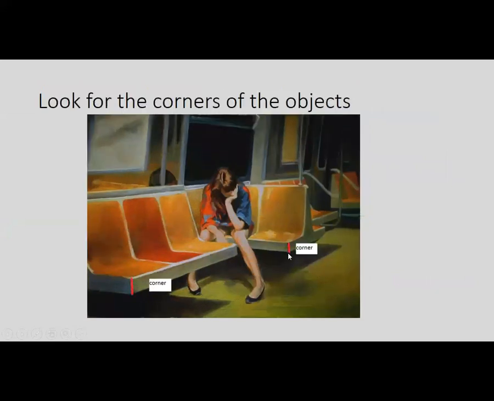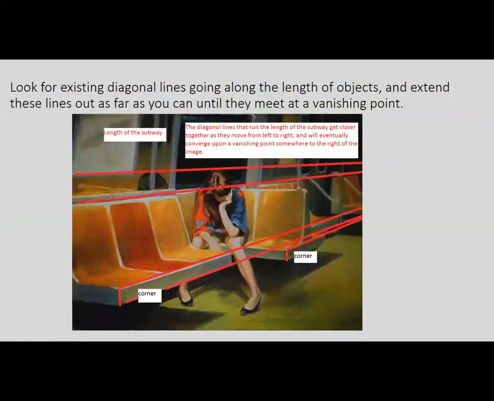Okay, so first we're going to look for the corners. Now the corners are a little deceptive in this because they're small. So here's the corner here, and here's the corner there. And then the next thing we're going to look for is diagonal lines. So let's go along the length of the subway first. Start at the corner. Here's an existing line. Again, I am not making anything up here. I'm drawing on real lines and I'm extending them out.